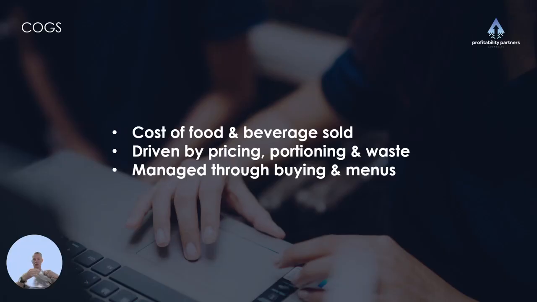So COGS, that's what the margin comes into. It's the cost of the food and beverage sold. It's driven by pricing, portioning, waste, costs that you pay from your suppliers, and it's managed through buying and menus. So it's something that you can plan by product to actually get a certain percentage. It's probably the easiest to plan for, because every dollar, or every sale, can have a certain percentage attached to it.